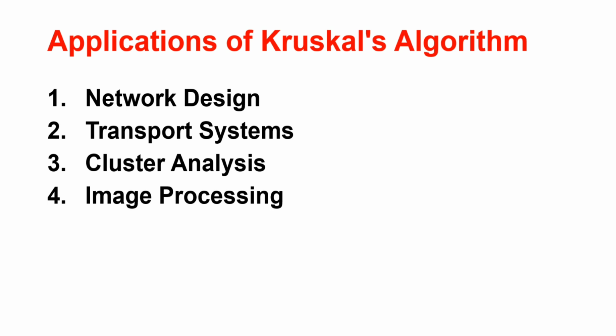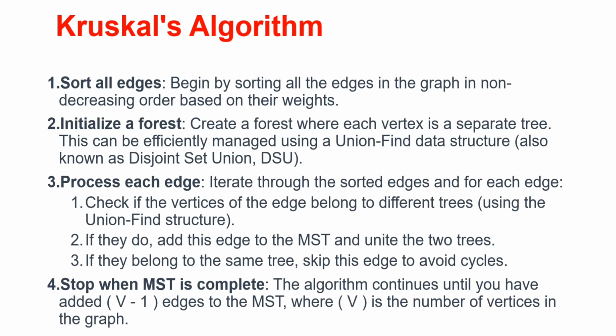Next we move on to the algorithm. The first step is to sort all edges. Begin by sorting all edges in the graph in non-decreasing order based on their weights. Then initialize a forest, where each vertex is a separate tree. This can be efficiently managed using a union-find data structure, also known as disjoint set union, DSU.